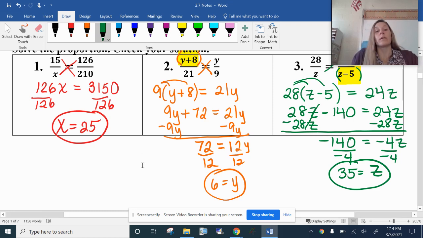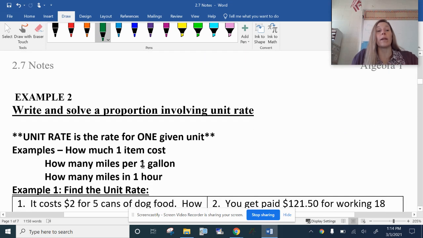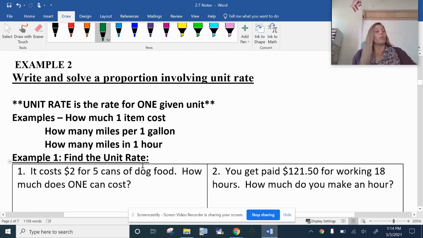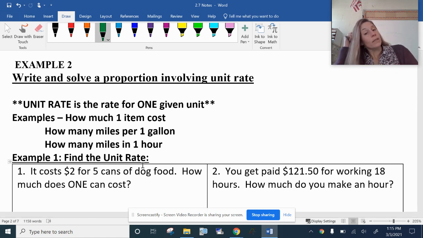Now we use cross products to solve proportions, and proportions are made up of rates or ratios. Now, one of the most important rates we can talk about is what a unit rate is. So a unit rate is how much for one given unit. So when we use these in our everyday life, we think about things like how much does one item cost? Like when you're in a grocery store, you might see something broken down into a unit rate using ounces or something like that. We also use unit rate with our cars, right? How many miles per gallon or how many miles per hour are we driving? Also, if you have a job and you're getting paid hourly, how many dollars are you getting per hour. Those would all be considered unit rates.